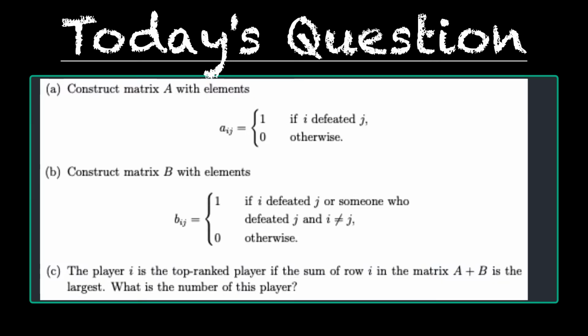Part A, construct a matrix A with elements Aij equal to 1 if i defeated j and 0 otherwise. Part B, construct a matrix B with elements Bij equal to 1 if i defeated j or someone who defeated j and i is not equal to j, or 0 otherwise. And part C, player i is the top ranked player if the sum of row i in the matrix A plus B is the largest. What is the number of this player?